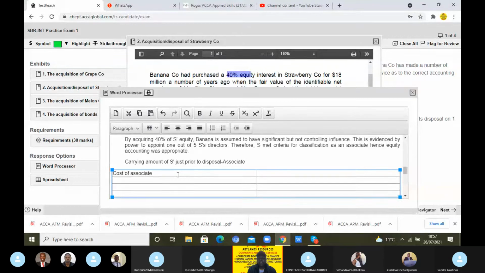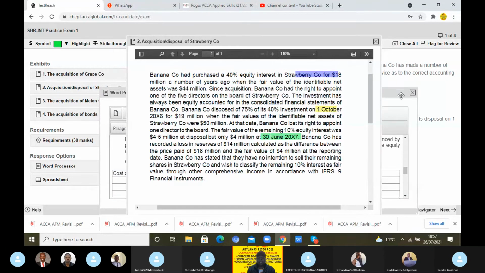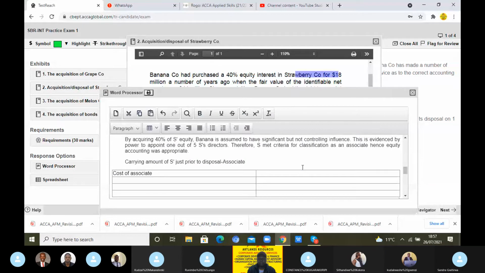You now relate to your sales notes. How much did we pay for Strawberry? Here, we bought Strawberry; we paid 18 million, so that was the cost of the associate. You put 18. Then you say share of post-acquisition reserves. You know, this is how you account for the associate. You take your share of post-acquisition reserves.